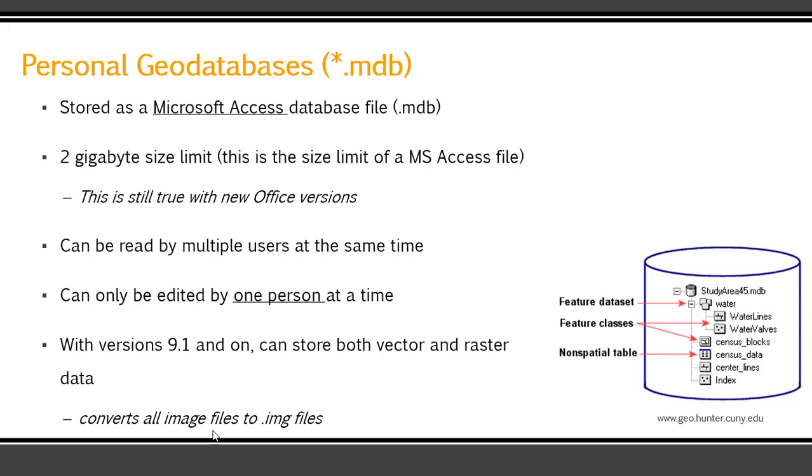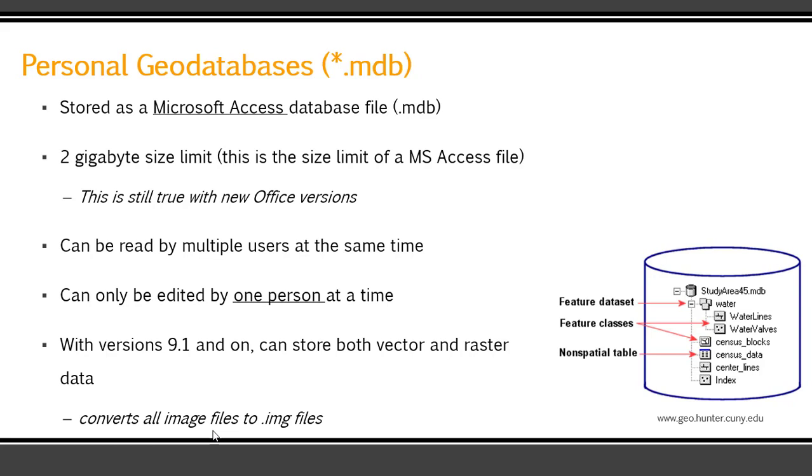And I just did some Googling the other day, and the most recent Office versions still have that same file limit on personal geodatabases. Personal geodatabases could be read by multiple users at the same time. Multiple people can look at the data. You could add the features, add the polygons from a personal geodatabase. Multiple people could, but they can only be edited by one person at a time. So only one person who's looking at the data will be able to edit it at a time.